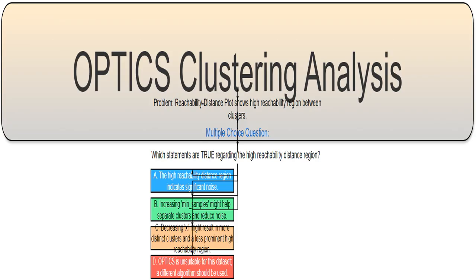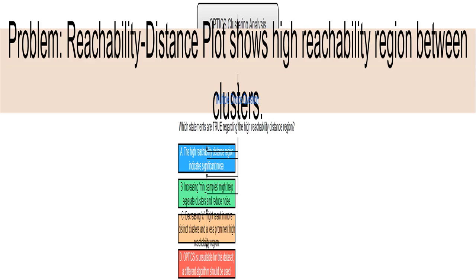I'm analyzing data using optics, a clustering algorithm in Sklearn. Optics stands for ordering points to identify the clustering structure. It's great for datasets with varying densities and noise. I've run optics with min_samples equals 5 and xi equals 0.05. My reachability distance plot shows clusters separated by a region of high reachability distances, indicating potentially noisy data or a transition zone between true clusters. I need to understand what's happening in that high reachability area and what I can do to improve the clustering.